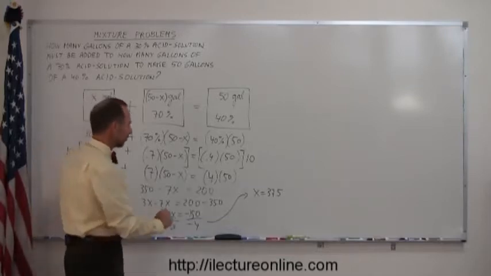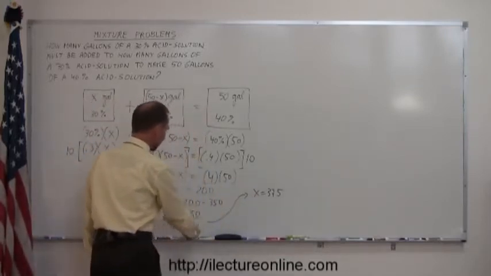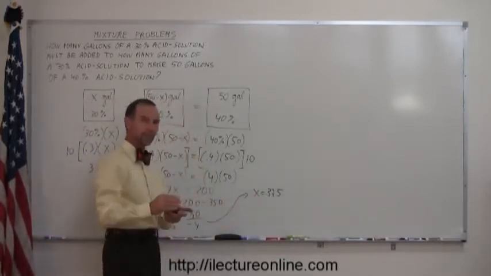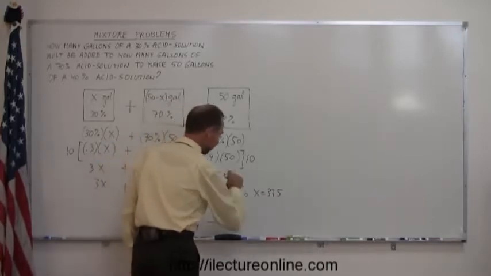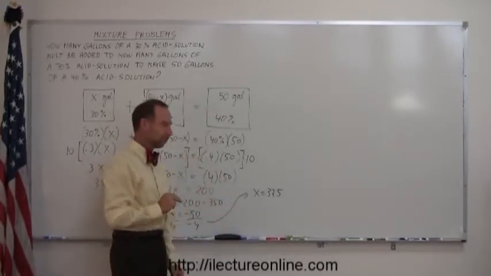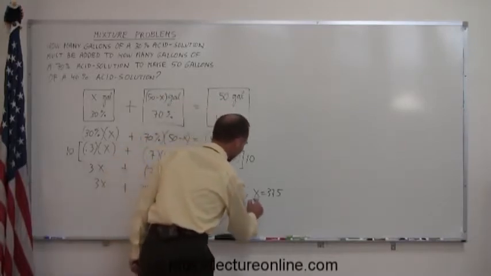Quick check to make sure I did this correctly. 4 times 30 is 120. 4 times 7 is 28. 120 and 28, that's 148. 4 times 0.5 is 2. 148 plus 2 is 150. All right, I have the answer here.